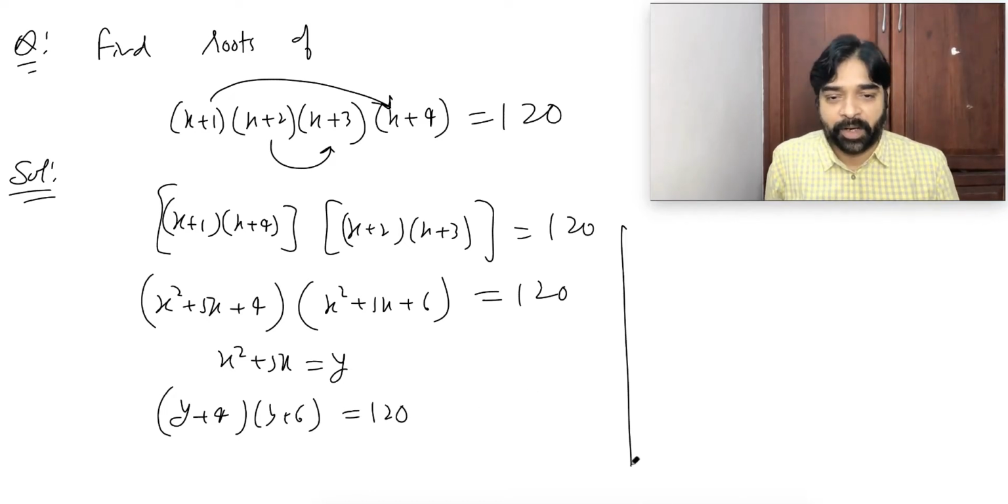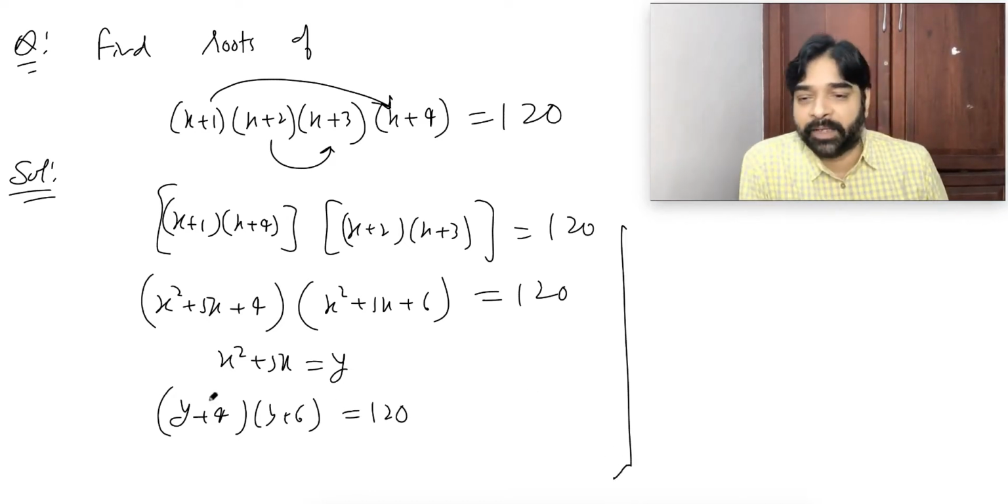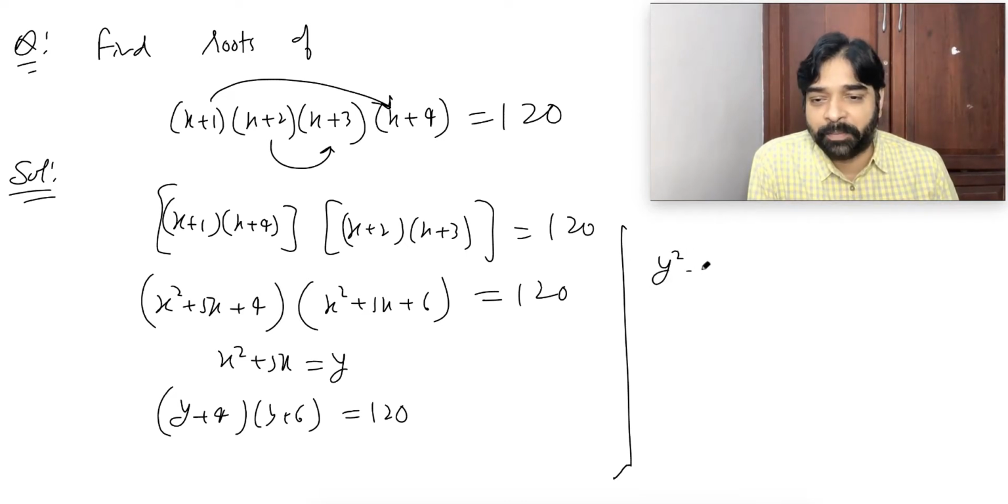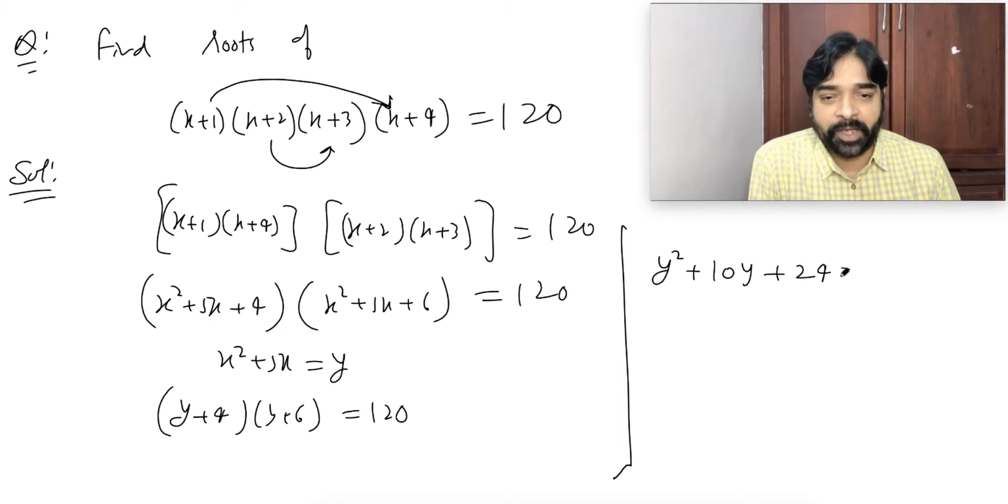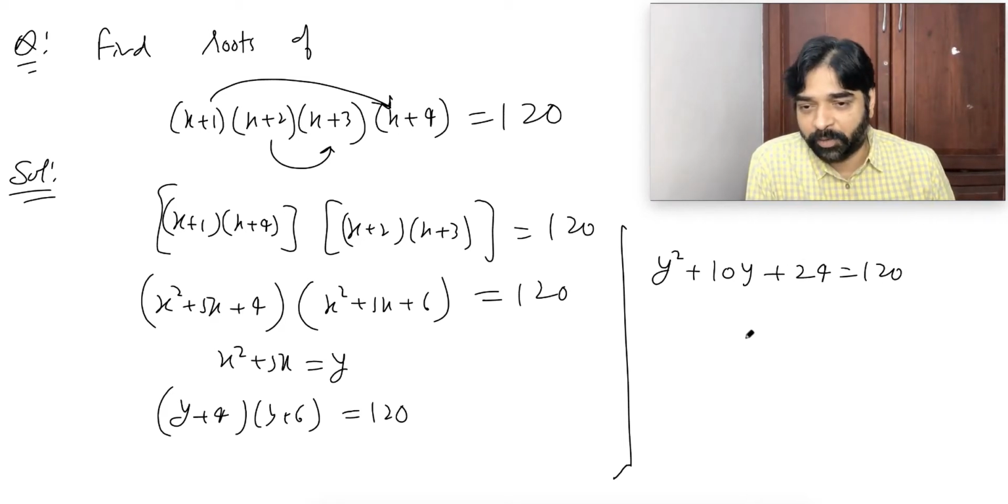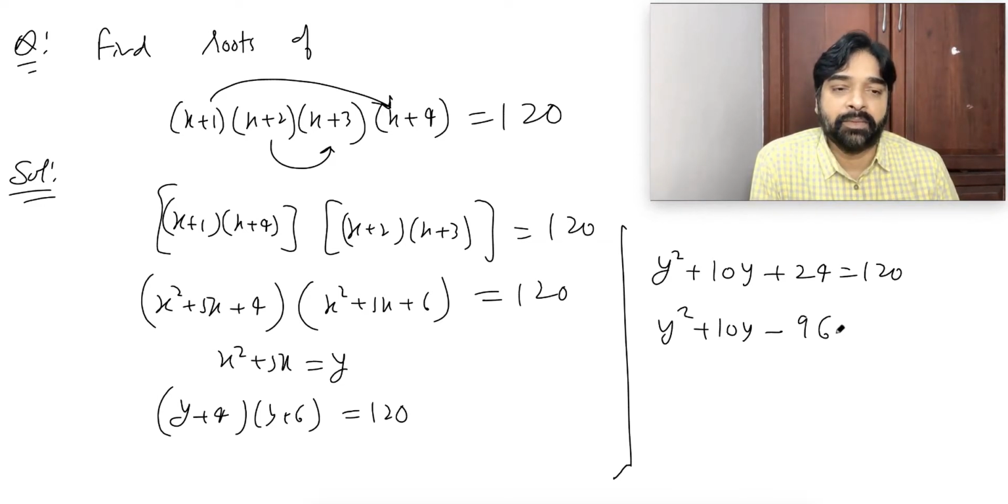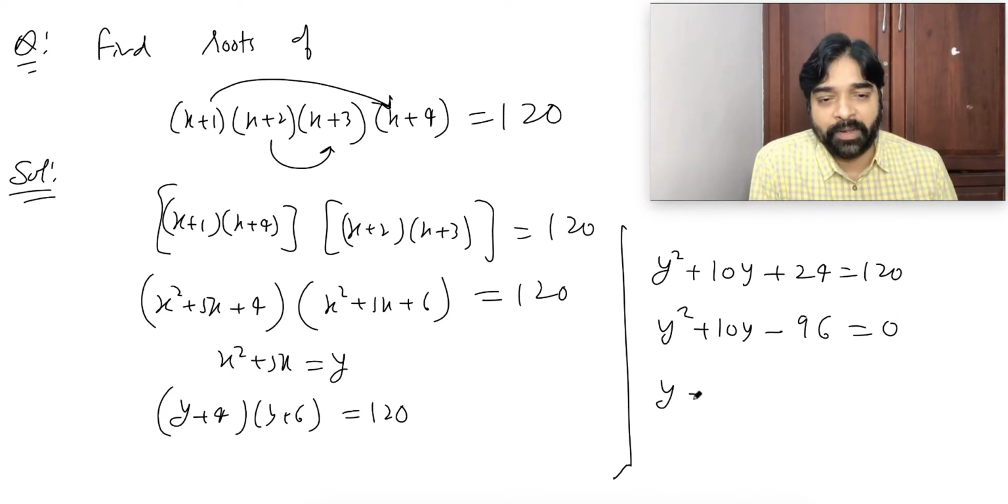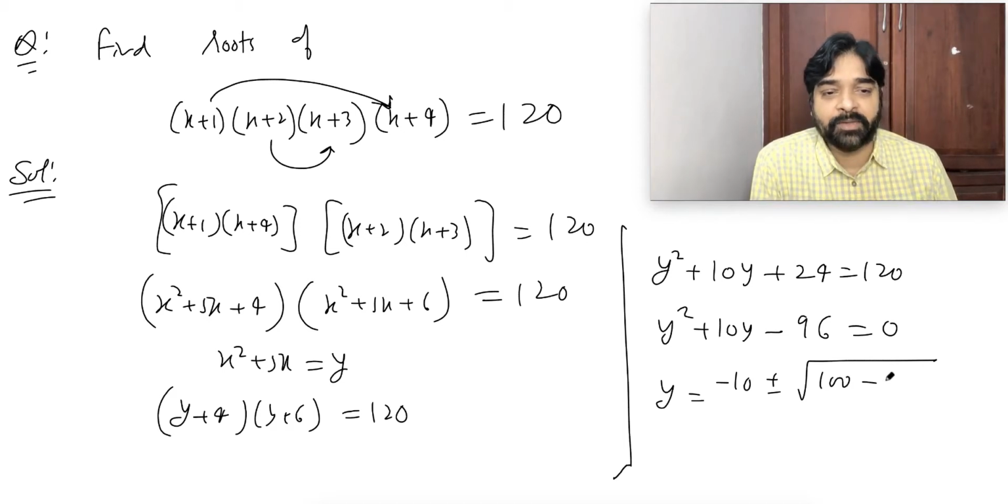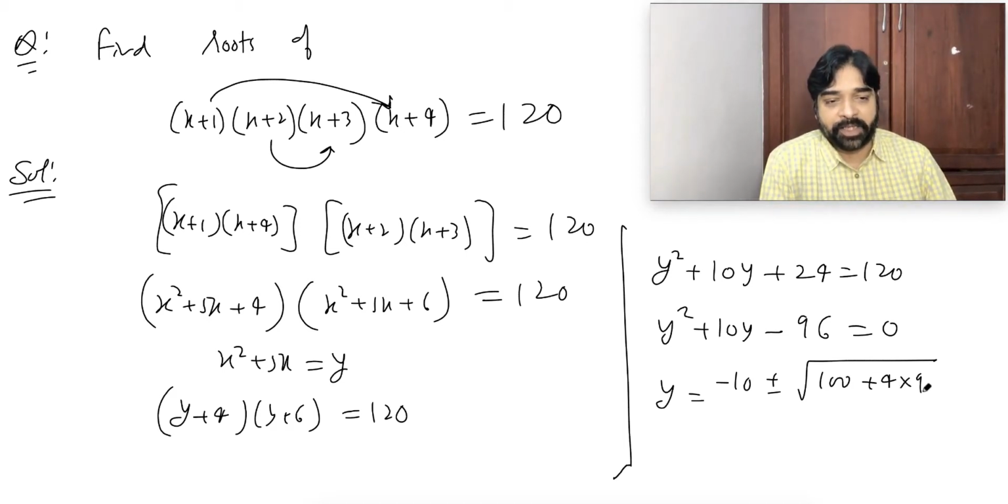See, now it has become quadratic. We can expand it. So we'll get y square plus 10y plus 24 equal to 120. I hope I'm doing the question correctly. So we'll get y square plus 10y minus 96 equal to 0. So y will be equal to minus b, means minus 10, plus minus root of b square, means 10 square, means 100, minus 4ac, means plus 4 into 96, divided by 2a, means 2.